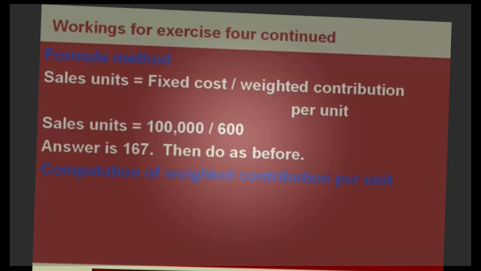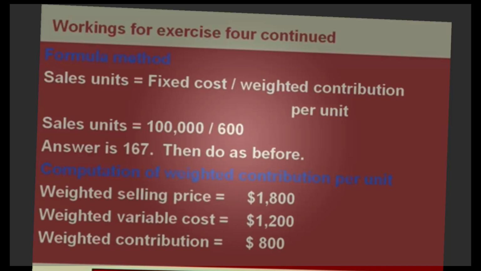How did you figure out computation of weighted contribution per unit? One more time. Here it is. The weighted selling price is 1800. The weighted variable cost is 1200. The weighted contribution is 600.